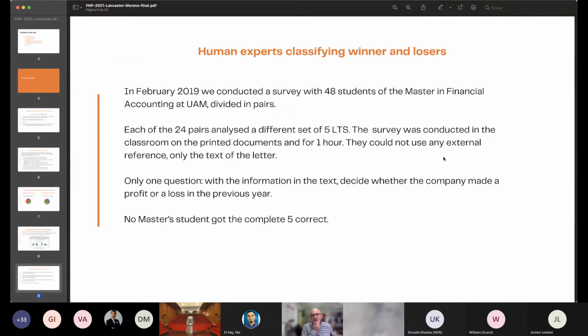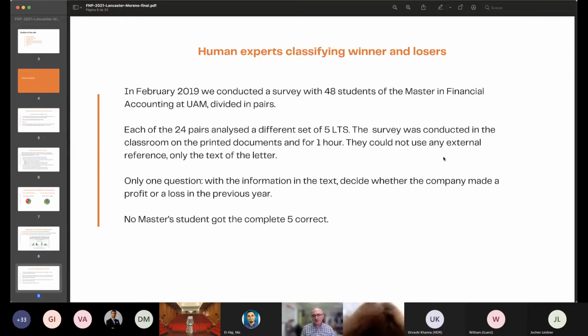And in February 2019, we conducted a survey with almost 50 students of the Master in Financial Accounting at my university, divided in pairs. Each of the 24 pairs analyzed a different set of 5 letters to the shareholders. The survey was conducted in the classroom on the printed documents and for 1 hour. They could not use any external reference, only the text of the letter.